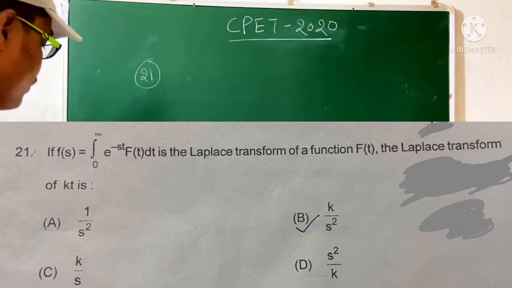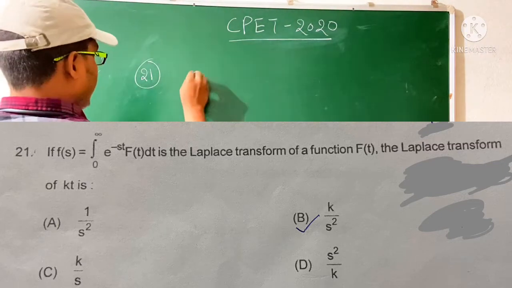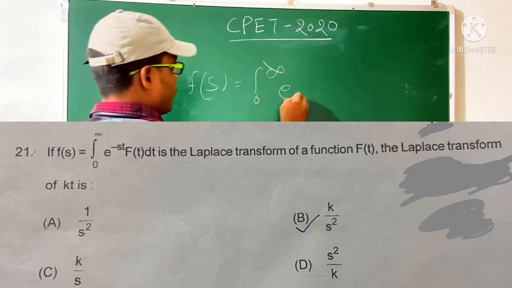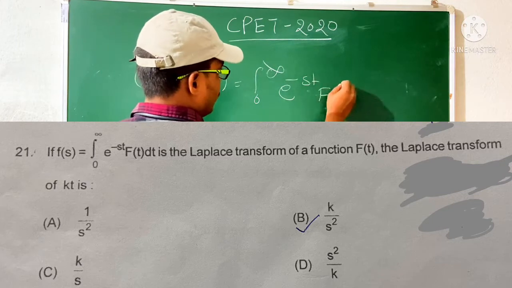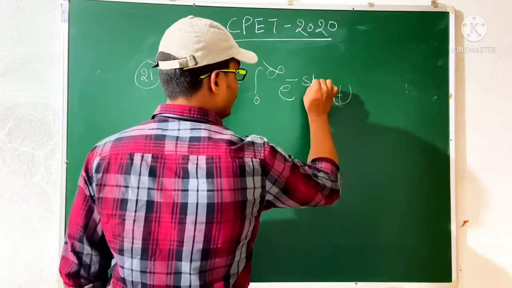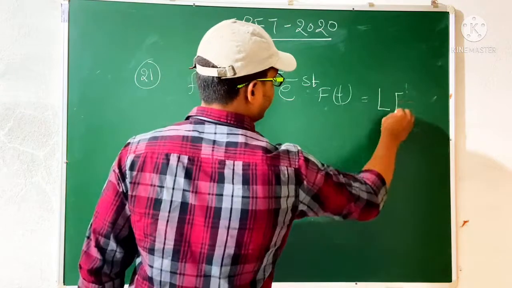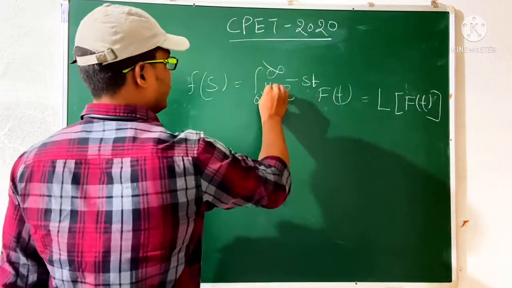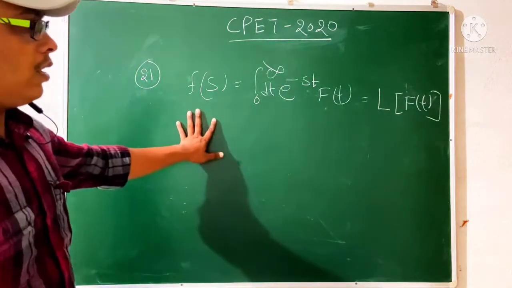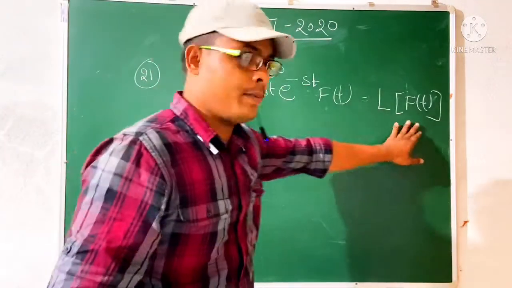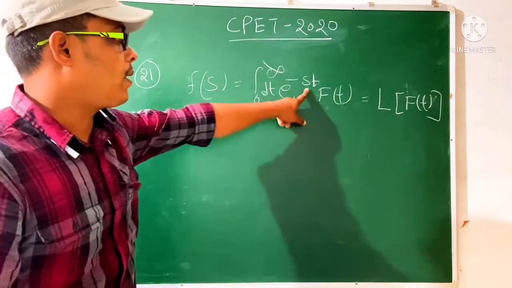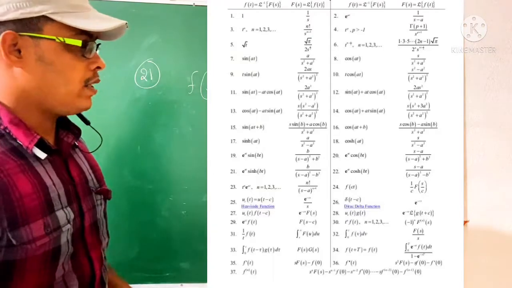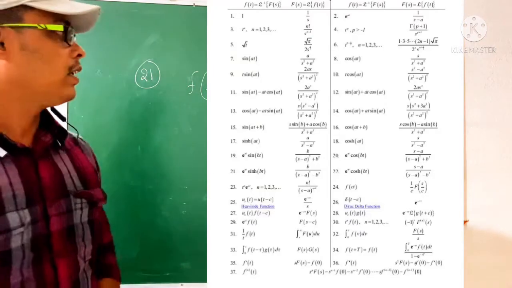I think you understand the question now. Here it is given that f of s is the integral from 0 to infinity of e to the power minus st f of t. Remember this is nothing but the Laplace transform of f of t, with the integral because this is integration. What is the Laplace transform of f of t? It is the integral from 0 to infinity of e to the power minus st f of t dt. I think you know about the Laplace transform, because we cannot start it from the beginning.